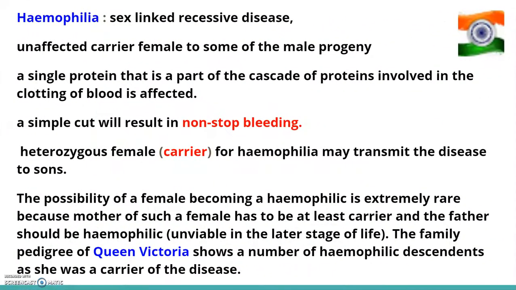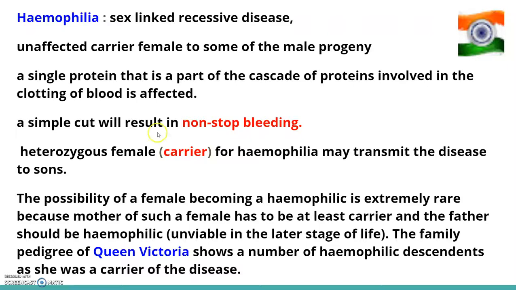Hemophilia. Hemophilia is a sex-linked recessive disease, and it shows its transmission from the carrier female to some of the male progeny. In this, a single protein that is a part of the cascade of proteins involved in the clotting of blood is affected. Now in this, if the affected individual has a simple cut, then non-stop bleeding occurs. So that is why it is also called a bleeder's disease.